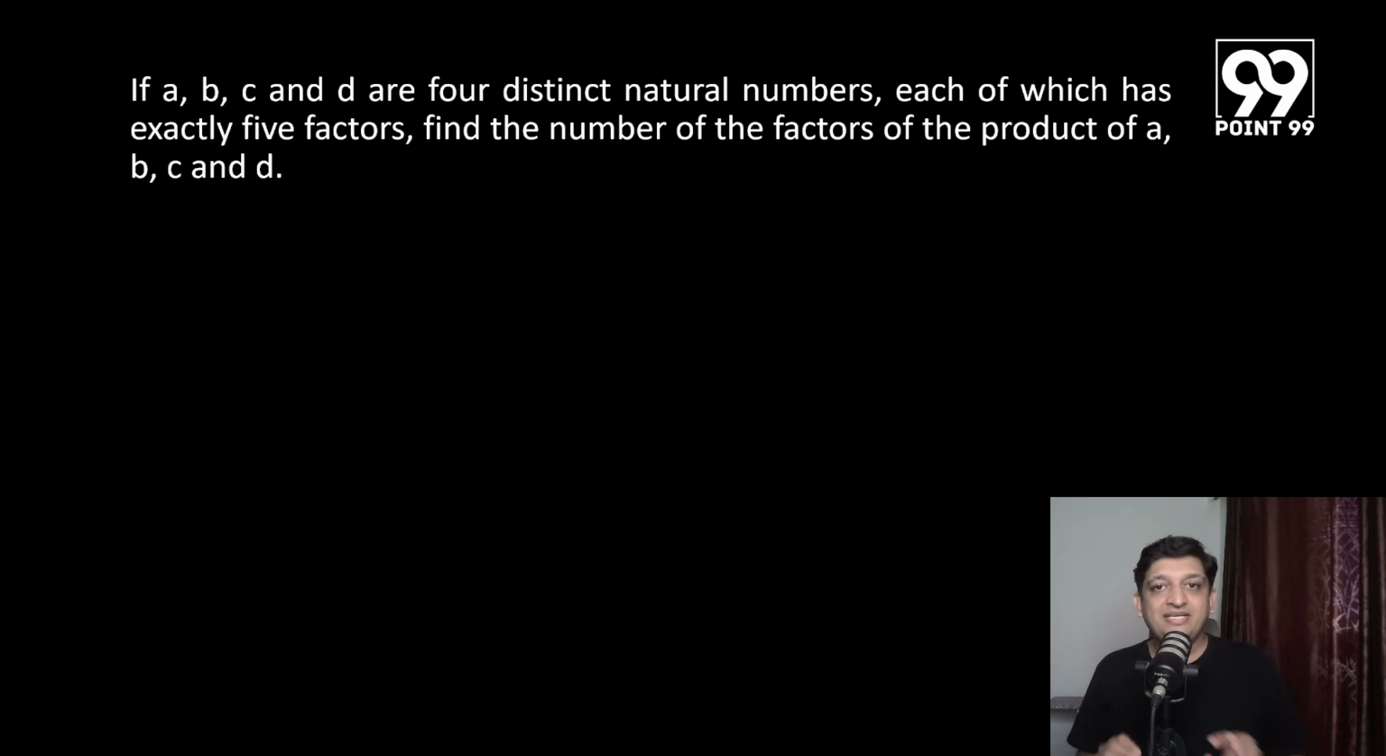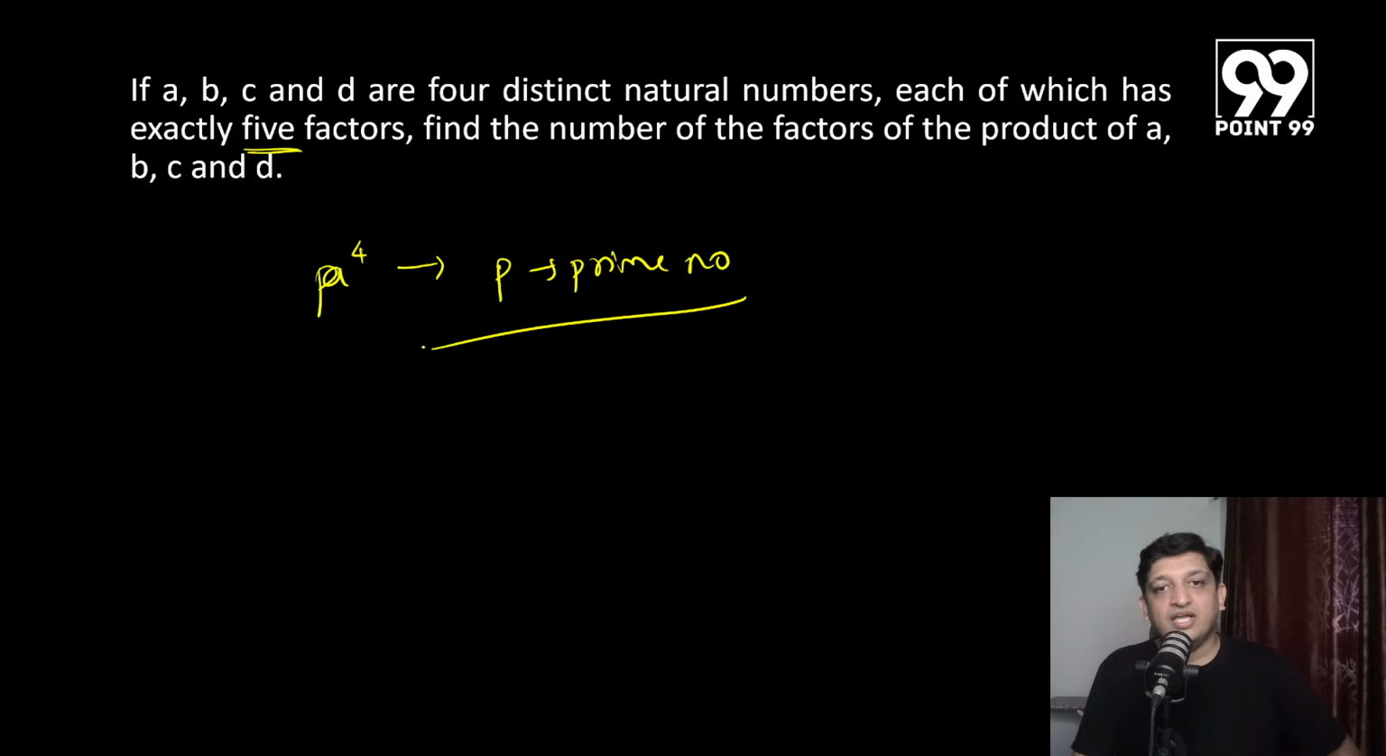Here you have A, B, C, D are 4 distinct natural numbers, each of which has exactly 5 factors. Now, when does a number have exactly 5 factors? It basically means that the number is in the form of P raised to 4, let's say, where P is a prime number. If P is a prime number and the number is in the form of P raised to 4, then we say that it has exactly 5 factors.